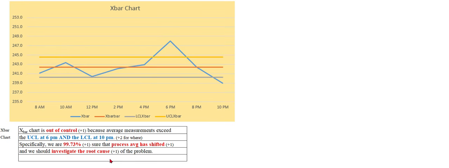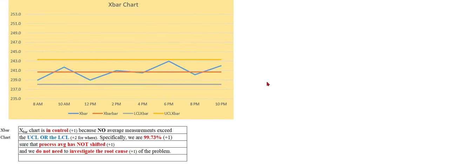Now, if you just throw a bunch of this stuff on there and it doesn't make any coherent sense, you're going to lose points, even if you have 99.73. If it's spoken out of context or if it's incorrect in how you use it, then of course you're going to lose points. The next example regarding an X bar chart is one that is in control.